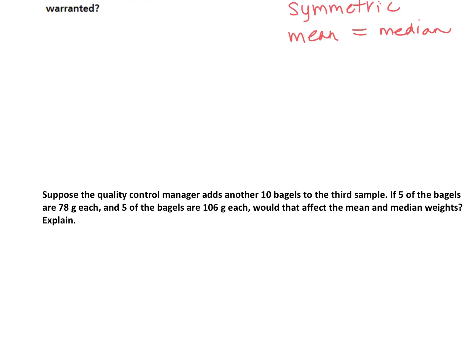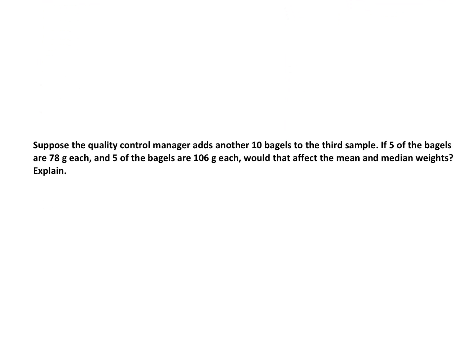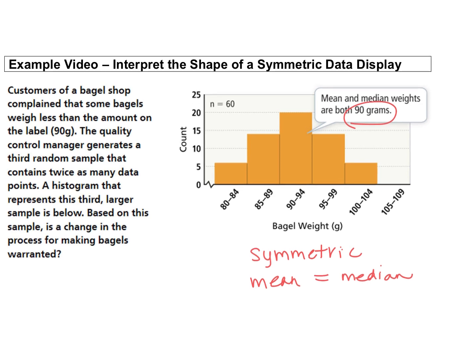All right, let's take a look at our follow-up question. Suppose the quality control manager adds another 10 bagels to the third sample. If 5 of the bagels are 78 grams each and 5 of the bagels are 106 grams each, would that affect the mean and median weights? Explain. So if we look at the histogram and we add 5 bagels that are 78 grams, those 5 bagels are going to be down here. We would have another 5. If 5 bagels are 106, that's going to be adding 5 bagels to this category.